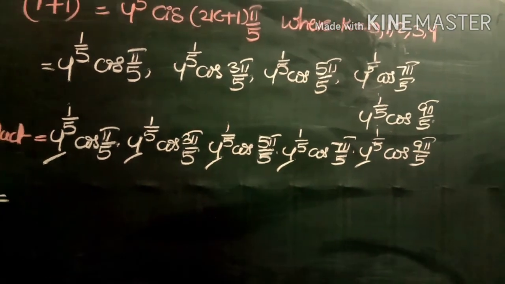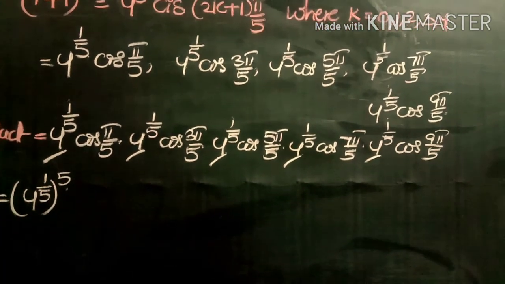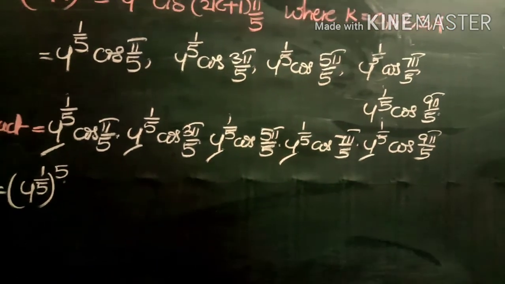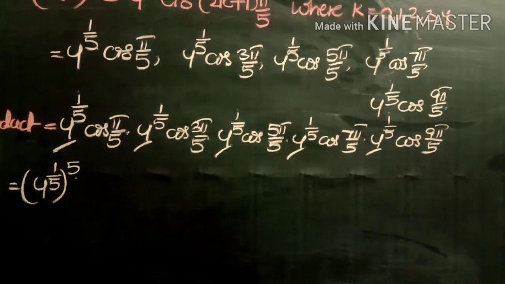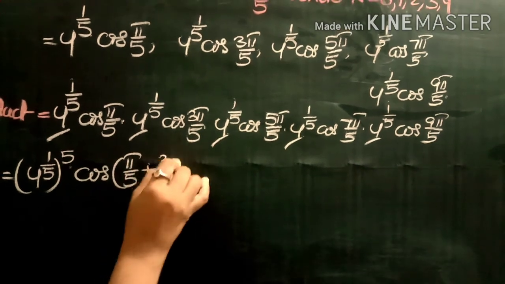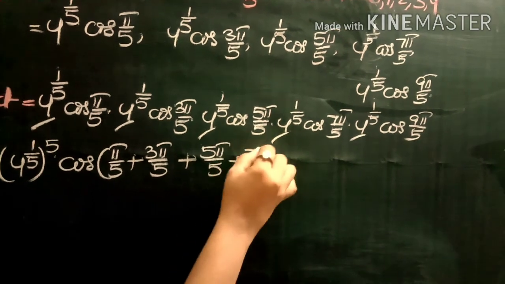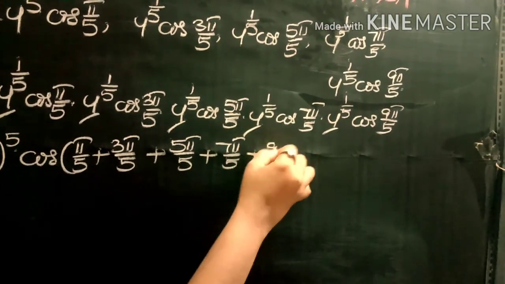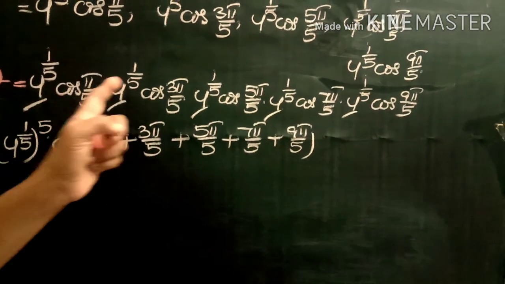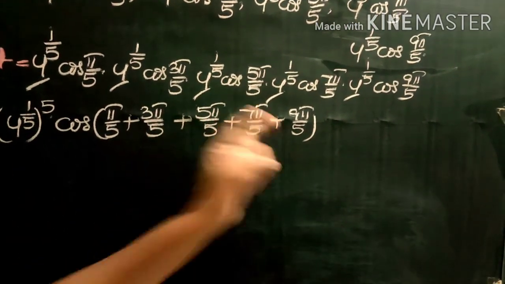We have 5 times the term 4 power 1 by 5, that is 4 power 1 by 5 whole power 5, into, now this is in the form of cis A into cis B into cis C into cis D into cis E. That is cis of A plus B plus C plus D plus E, which is equal to cis of pi by 5 plus 3 pi by 5 plus 5 pi by 5 plus 7 pi by 5 plus 9 pi by 5. We know that cis A into cis B is equal to cis of A plus B. Similarly, cis A into cis B into cis C into cis D into cis E is equal to cis of A plus B plus C plus D plus E.